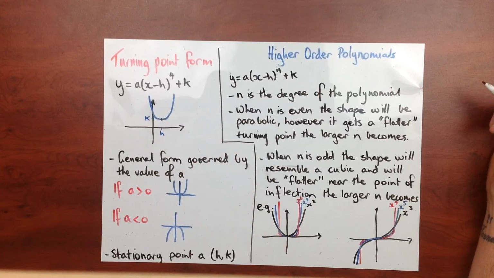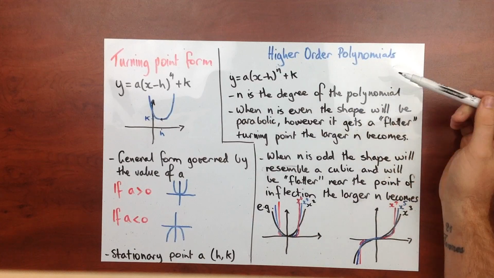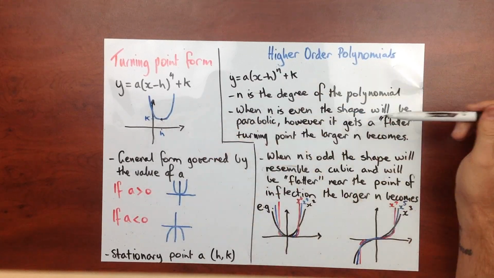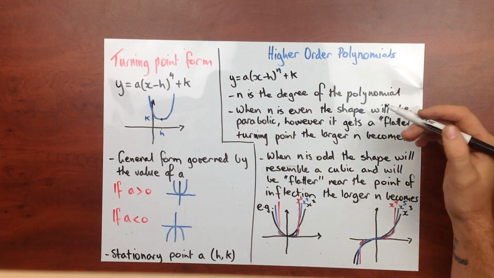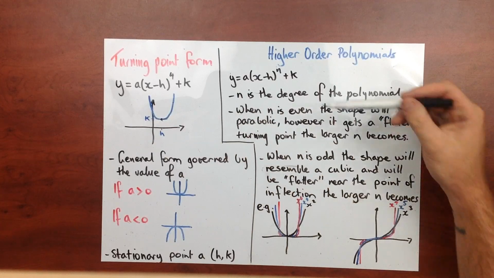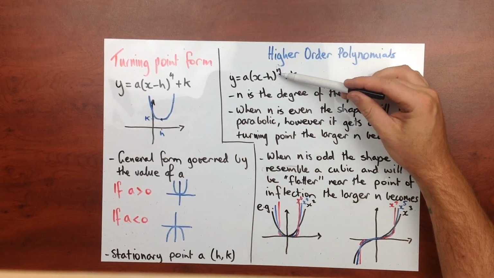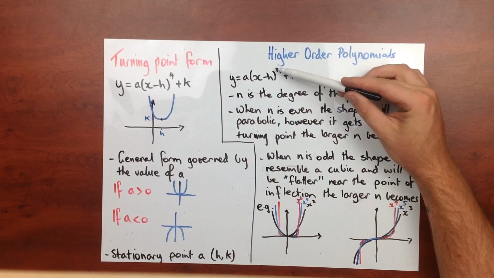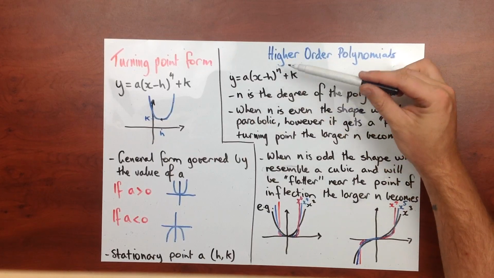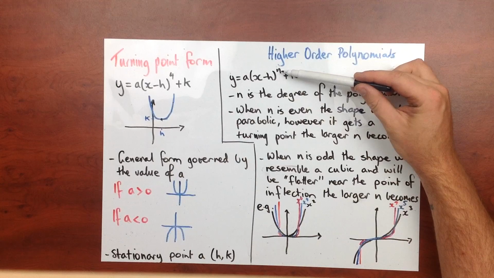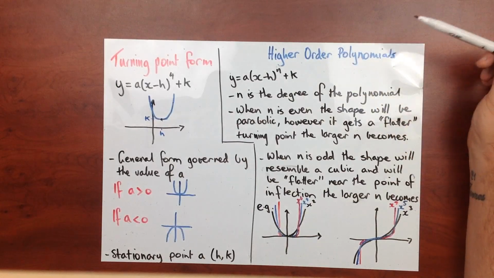Now, our higher order polynomials. We talk about our higher order polynomials in turning point form rather than the general form, because the general form just keeps getting longer and longer. We'll be quite succinct here. Really all we're doing is changing this degree up here. So n is the degree of our polynomial. Remember, quadratic is degree 2, cubic degree 3, quartic degree 4, and so on.